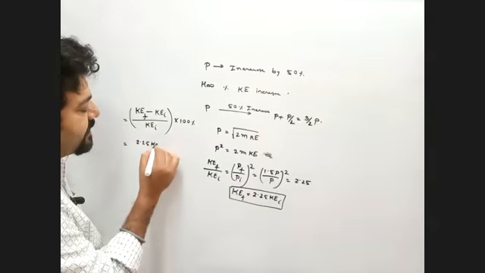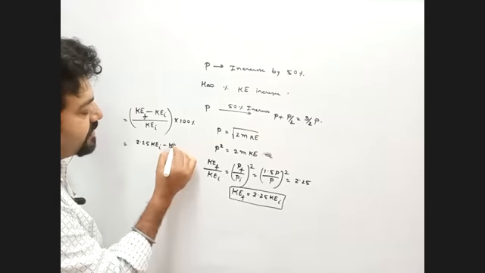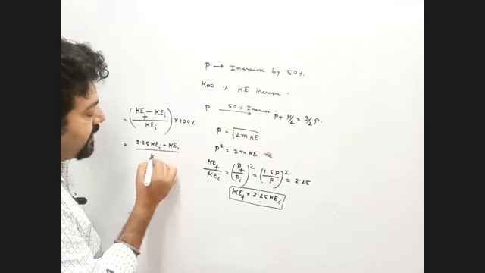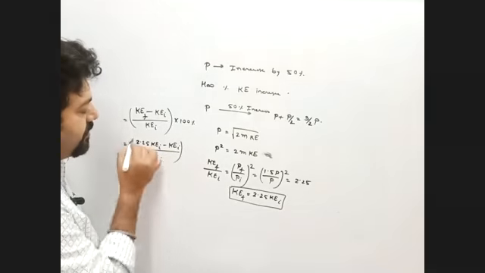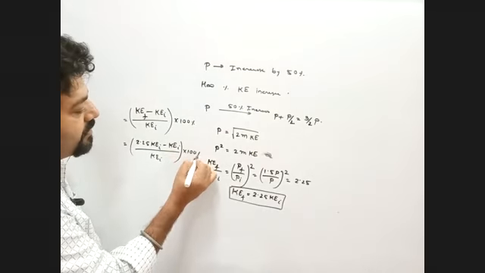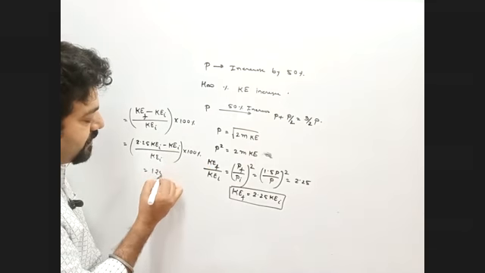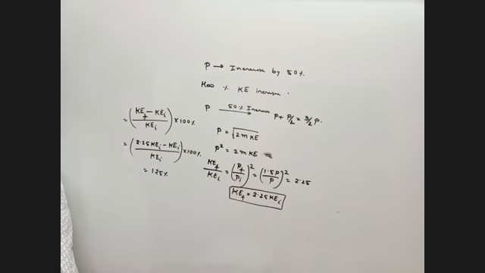2.25, kinetic energy final minus kinetic energy initial by kinetic energy initial. Sir, the answer is 125%. So, did you understand how to find the percentage?